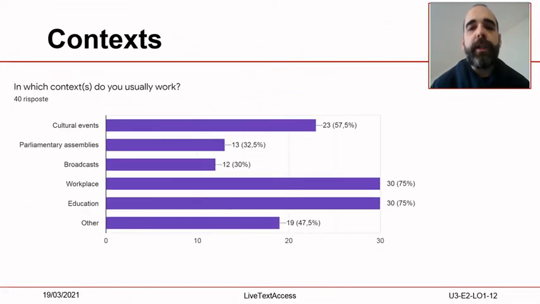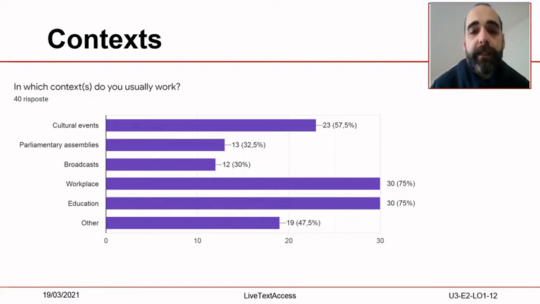The second general question was: in which context do you usually work? This was a multiple choice question, so subtitlers could choose one or several answers among the 5 working contexts the LTE project takes into consideration: cultural events, parliamentary assemblies, broadcasts, workplace, education. There was also the other option for people to add other work contexts.